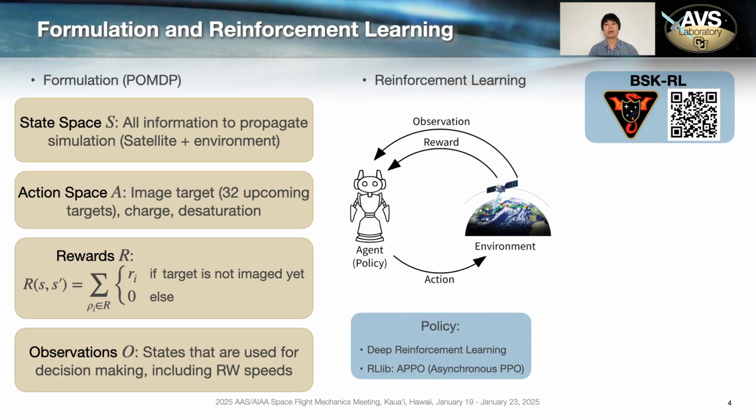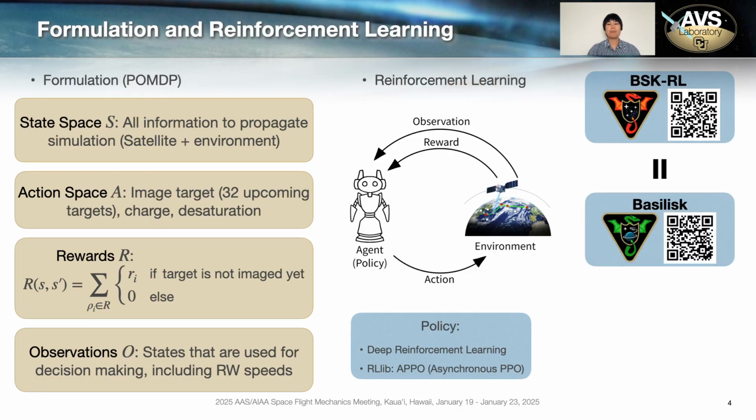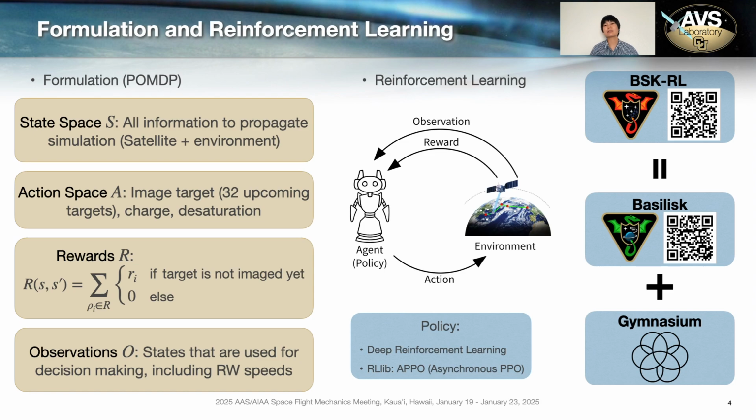Our lab has developed BSK-RL, and you can go to the website by using this QR code. This is equal to Basilisk plus Gymnasium. Basilisk is a high-fidelity and fast spacecraft simulation framework, which is also a framework our lab has developed. And Gymnasium is a widely used reinforcement learning interface. Combining those two, we are able to make the reinforcement learning environment for the scheduling problem.